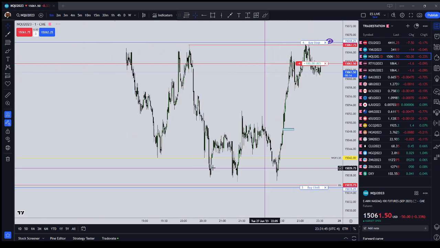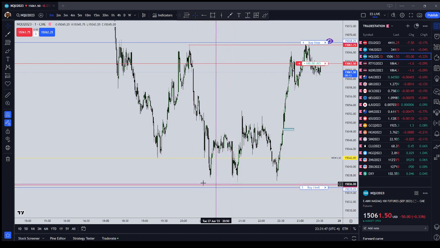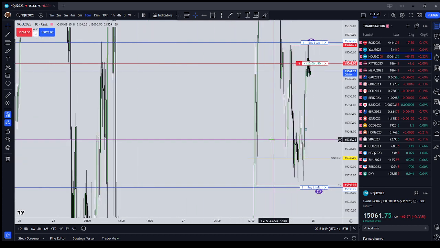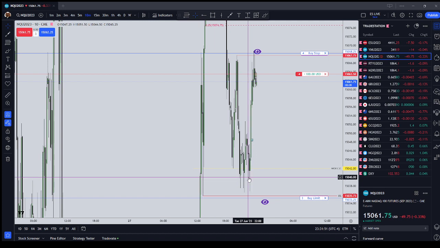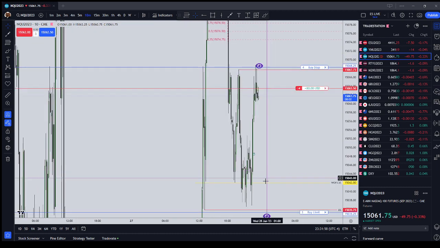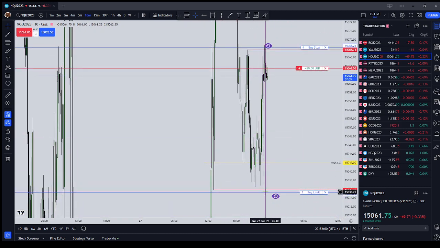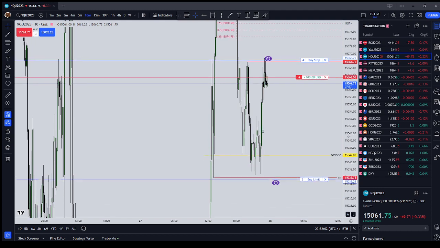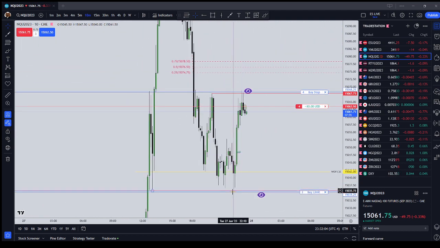I mean, you don't even realize how many stops are going to be down here from people that got long during New York lunch down to all this internal Asian range liquidity. You don't even realize how much liquidity is down here. Your book map's showing you liquidity down here. I guarantee you that.